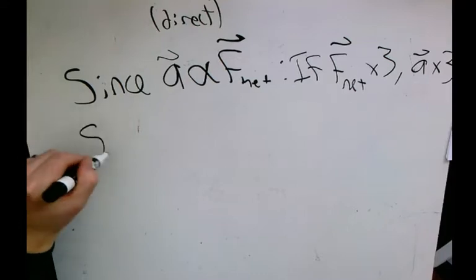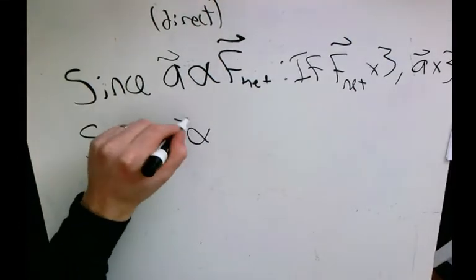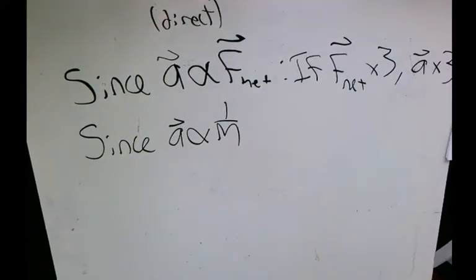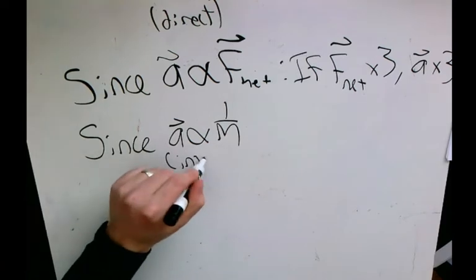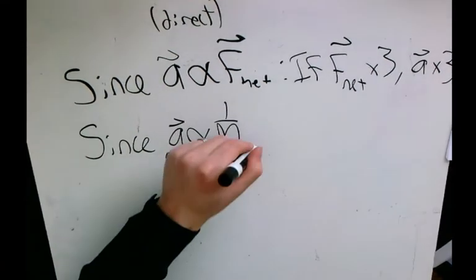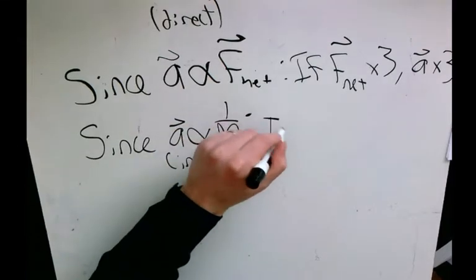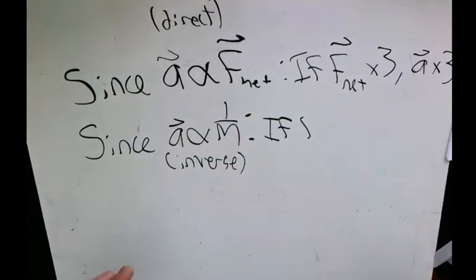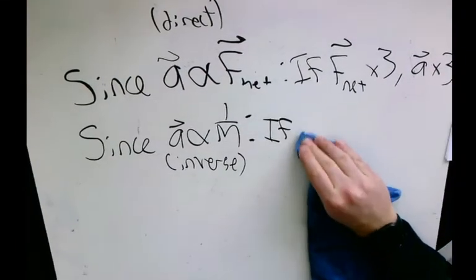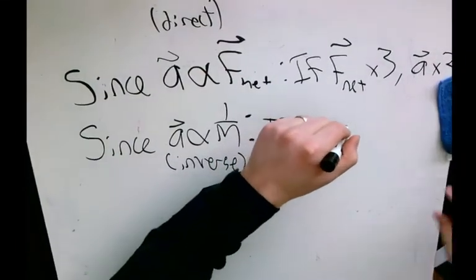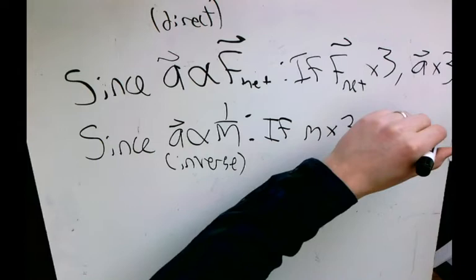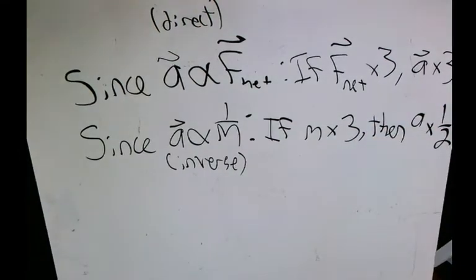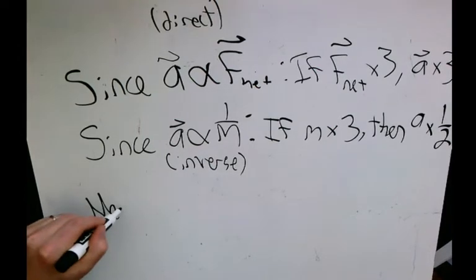Alright, on the other hand, we have acceleration inversely proportional to mass, right? Or it's proportional to 1 over m. So this is our inverse. If our mass is multiplied by 2, we're doubling it, then acceleration is multiplied by 1 over 2, or divided by 2. Alright, now we're going to bring it all together into our new acceleration.